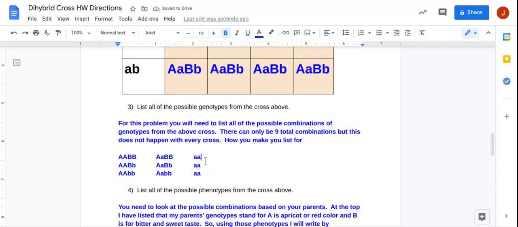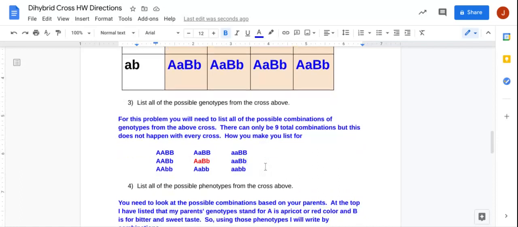And these homozygous recessives can either go with a homozygous dominant, a heterozygote, or a homozygous recessive. So here are all of the possible genotypes that we could have seen. But for our particular trait, it wants to know from the cross above. Well, we only have 1. I wanted to show you how you could figure out all 9, but the one in red is the only one that's actually found in our cross.